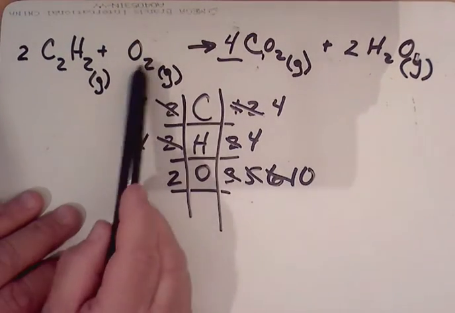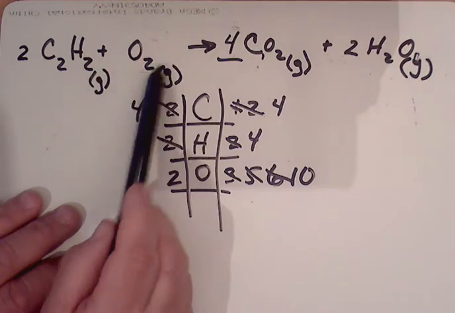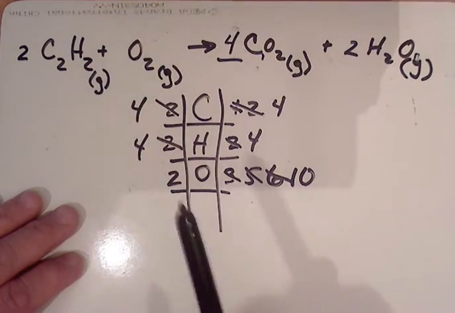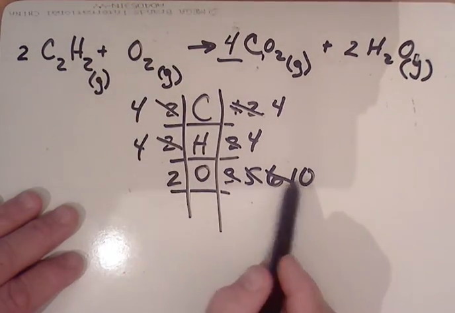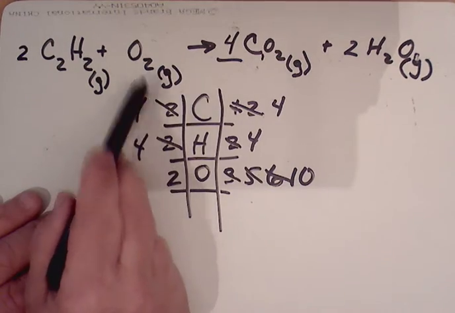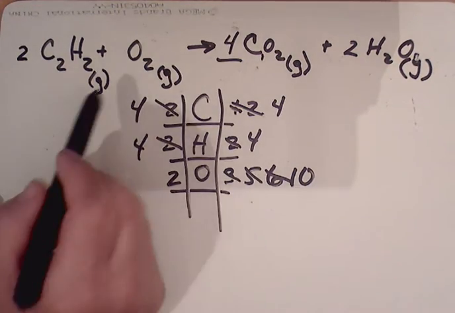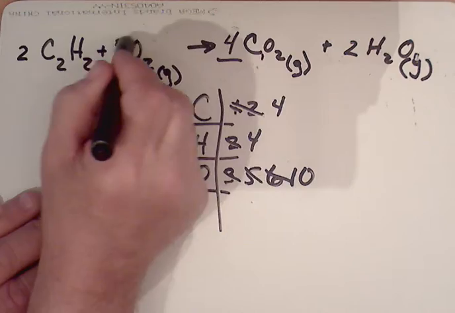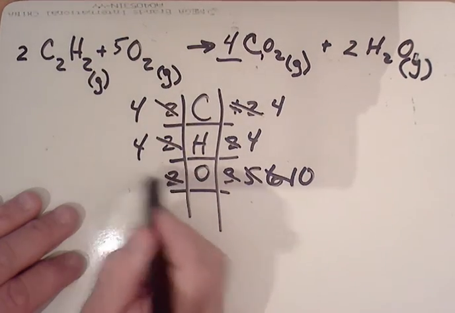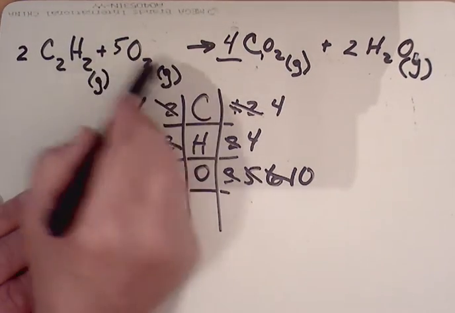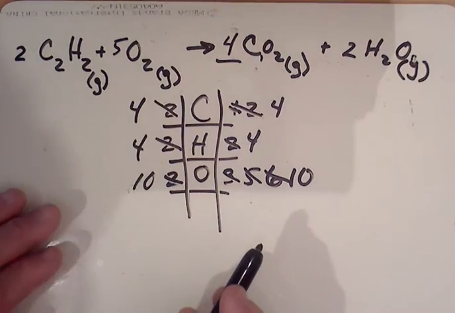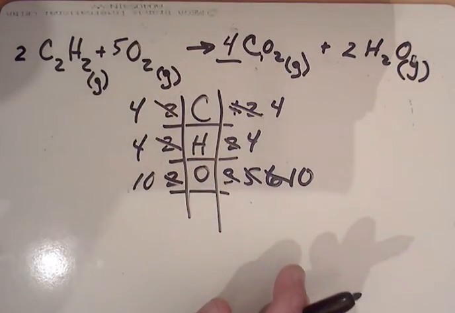And this is why we leave the singletons, the individual atoms, for last. Because what number times 2 is going to give me 10? We're going to do 5, and so 5 times 2 is 10. So at this moment, it is balanced.